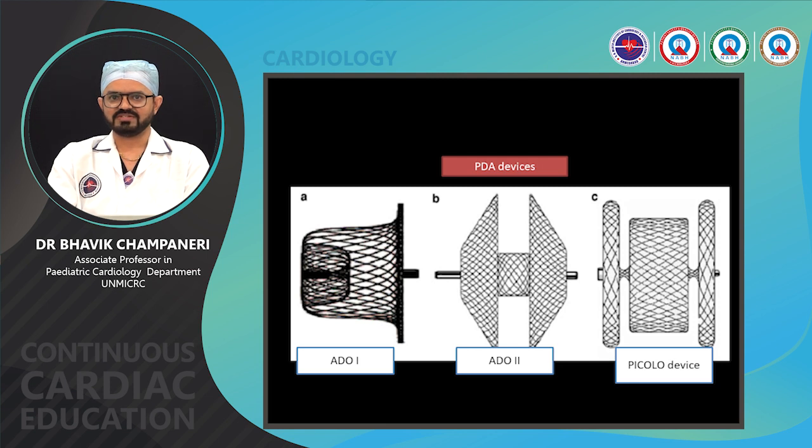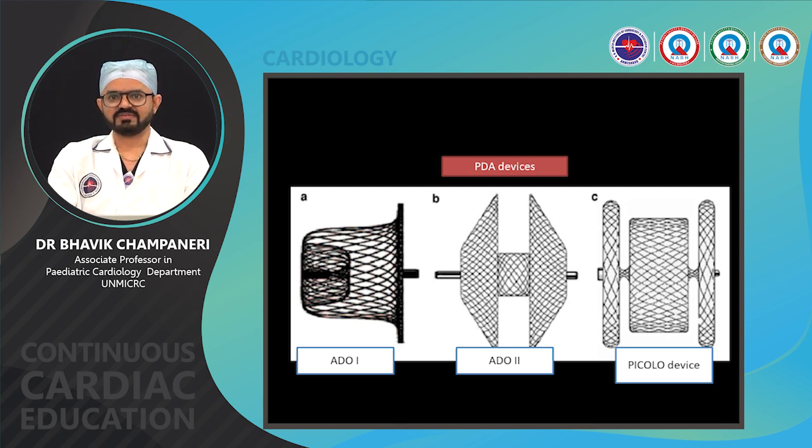This is another device which is called ADO2, Amplatzer duct occluder type 2. It is a double disc device. The advantage of this device is that it is a low profile device. It goes through smaller diameter catheters and sheaths, and you can occlude the patent ductus arteriosus using this device. This device does not contain a PTFE membrane because it contains very closely knit nitinol fibers. The mesh itself allows clotting of the blood, so it does not require any PTFE membrane.